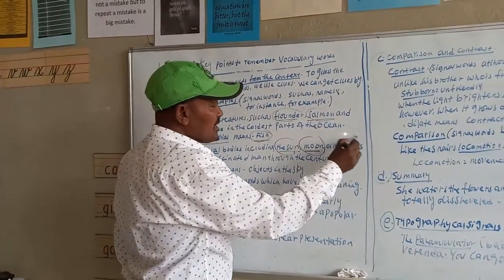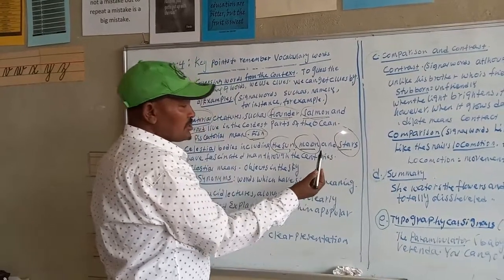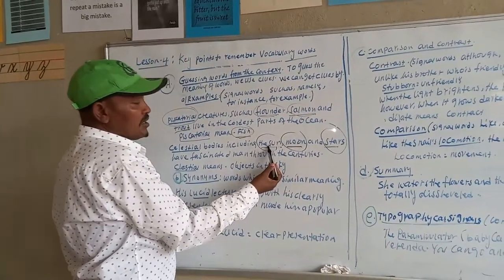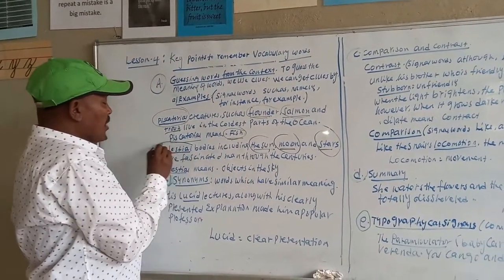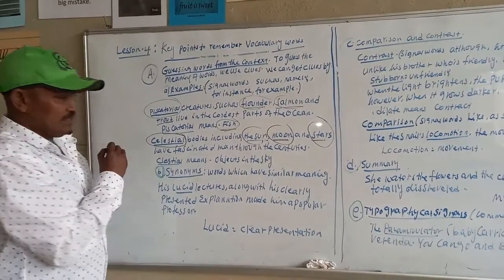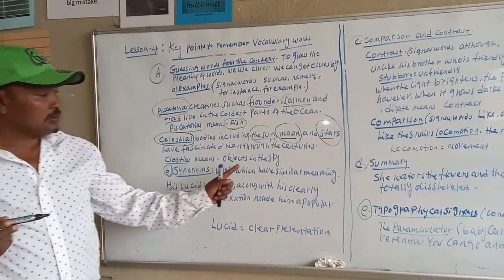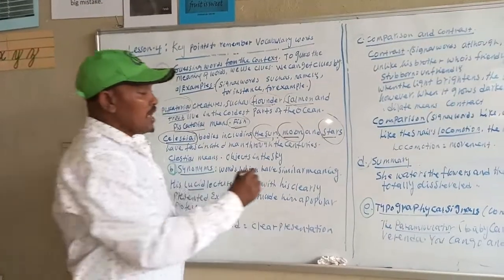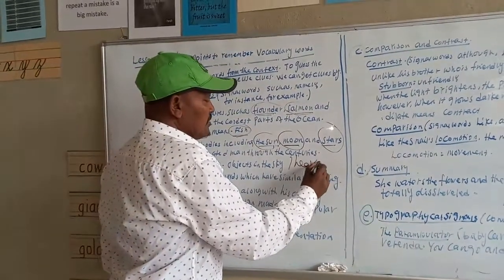These three examples are common words, common nouns. Knowing these common nouns, they possibly give clues to what celestial means. So celestial means objects in the sky or heaven. All right? Heaven, it means.